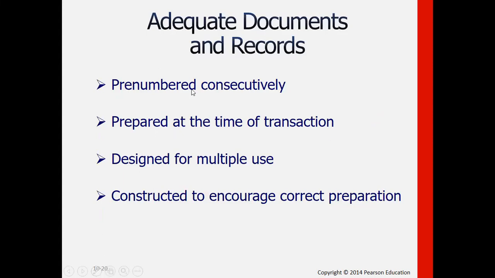For this one, adequate documents and records to make sure that this can happen, then for this, we have to ensure that the documents and records are pre-numbered consecutively, meaning to say that there is really a sequence of documents and records so that we can easily verify and check. Then it should be prepared at the time that the transaction happened. Otherwise, we will forget about them.